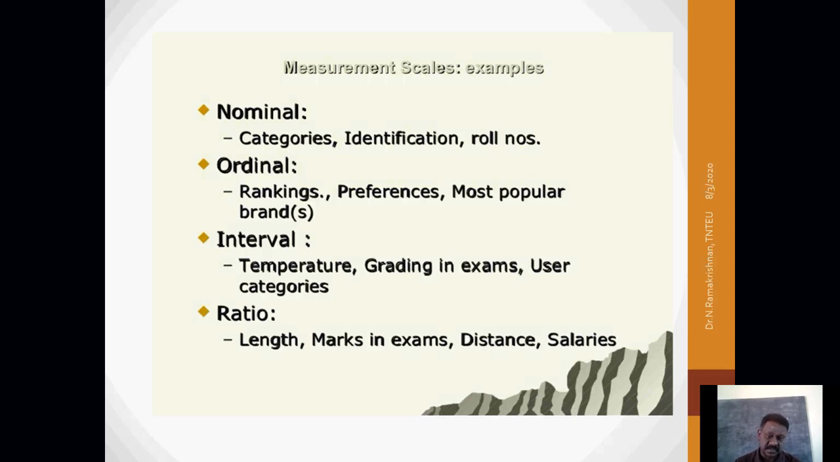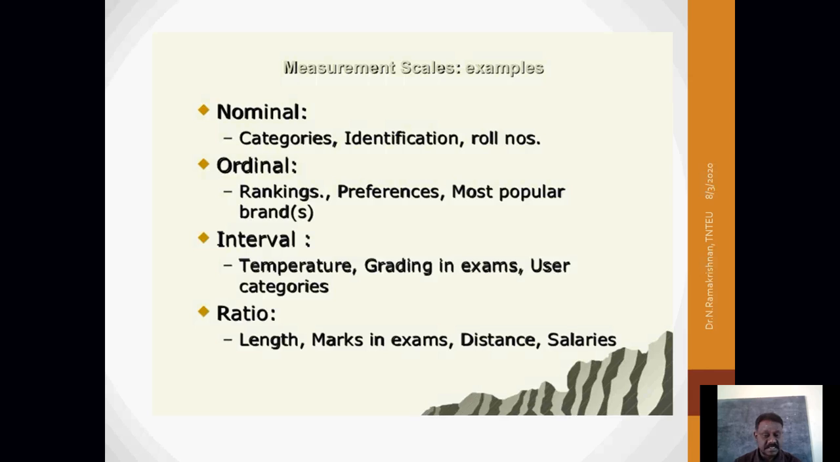Even in the same rice shops, you could have seen people arranging the rice bags based on price. The higher price of 85 rupees per kg, or 55 rupees per kg, and 35, and in that order they place these rice bags. That is known as ordinal scale.